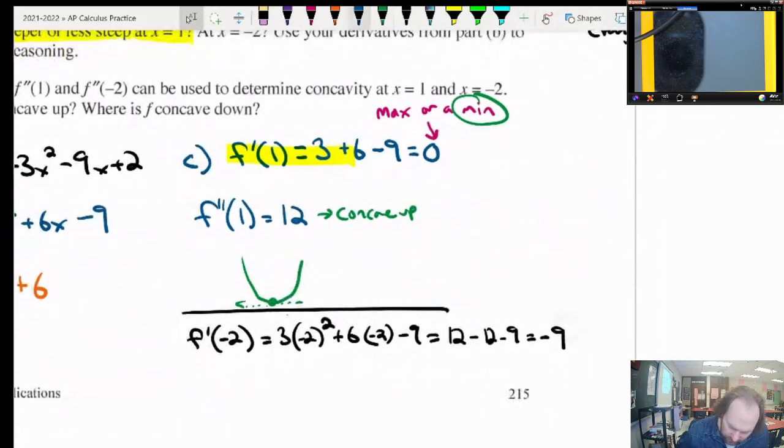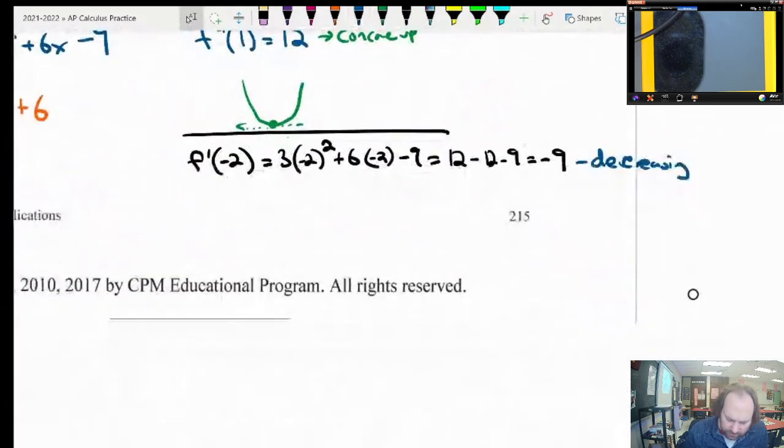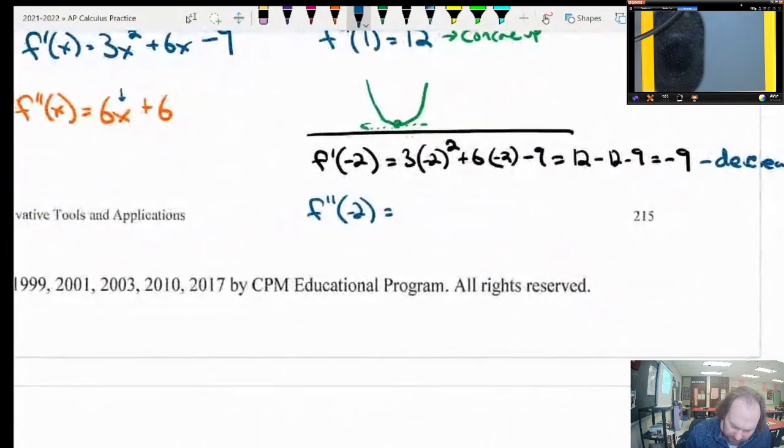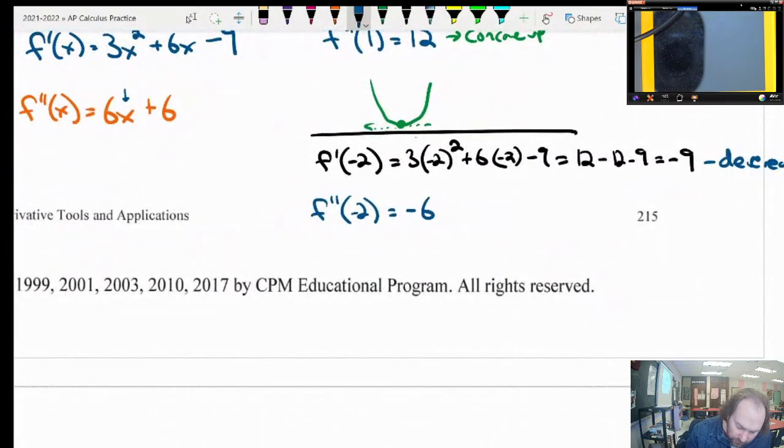We know it's decreasing, sorry. I'm looking at these solutions on the other monitor. I guess there's more I have to say about this. I know that's decreasing, but also concavity plays into a part here. F double prime of negative 2, which in this case is going to be negative 12 plus 6, which is negative 6. So it's also concave down.